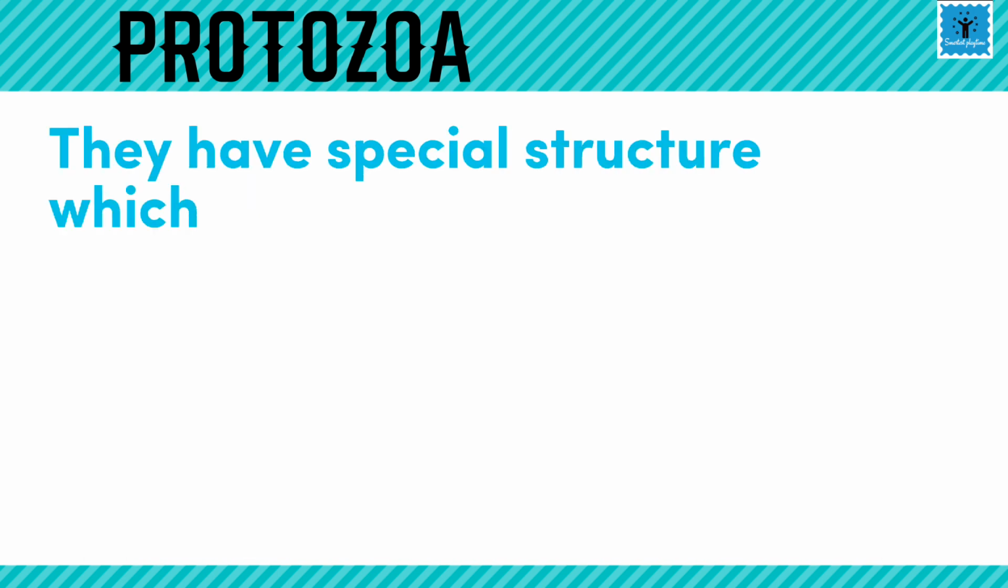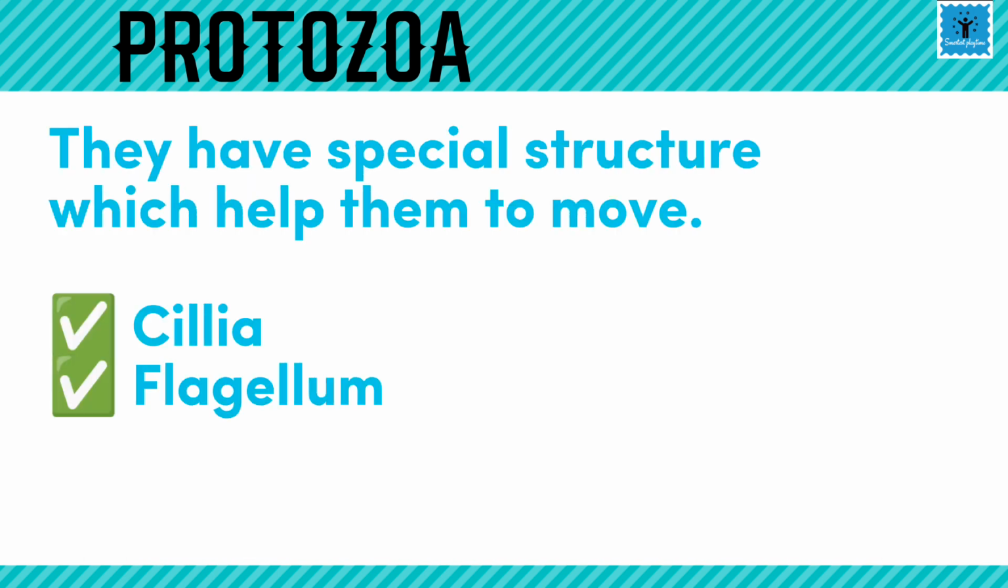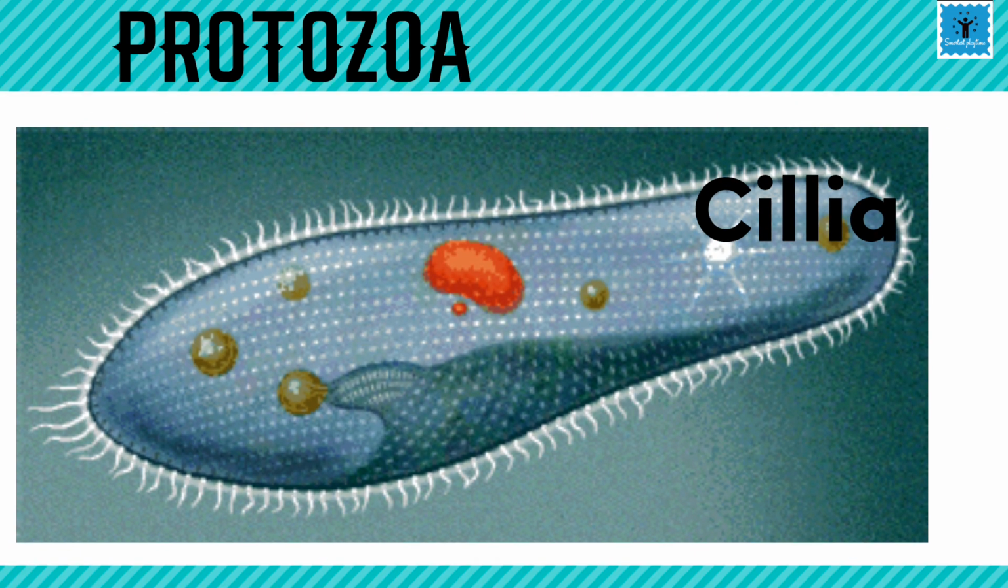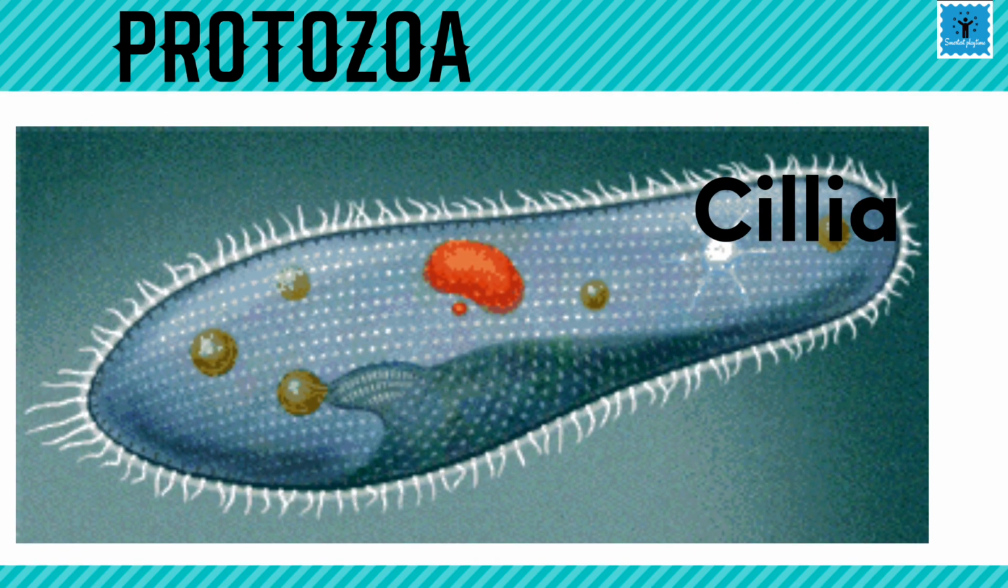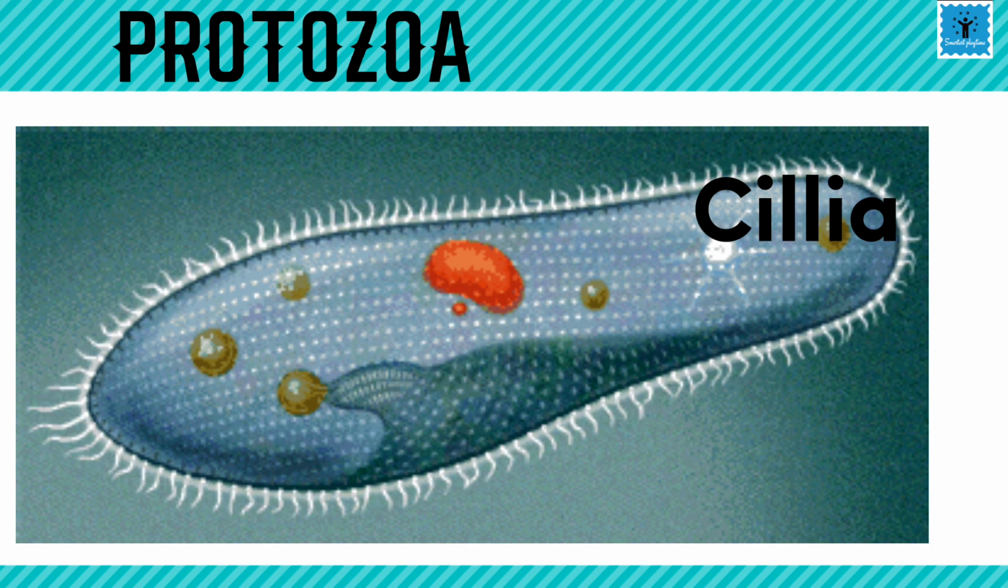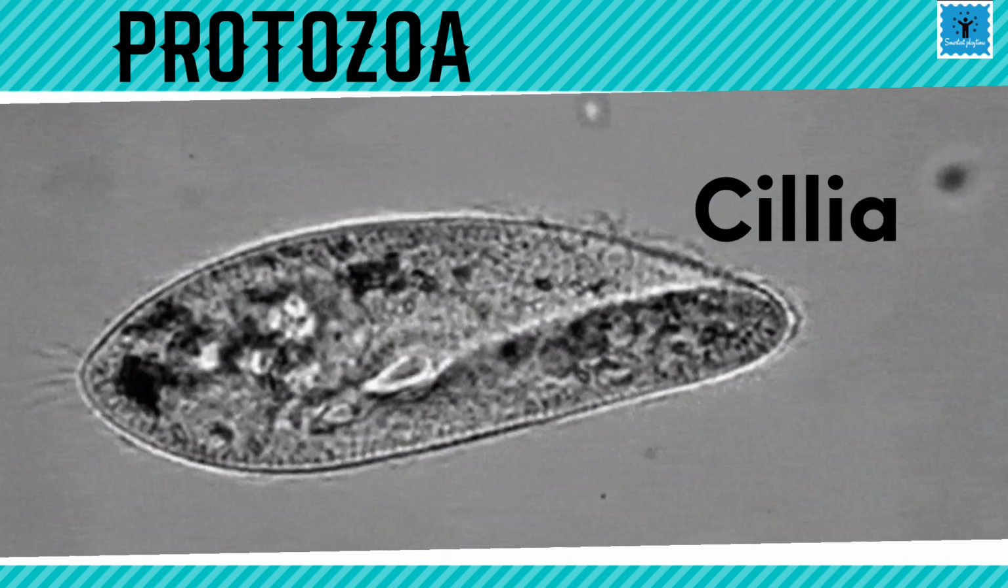They have cilia or flagella, which helps them to move. Cilia are tiny hair-like structures that cover the outside of the microbe. They beat in a regular continuous pattern, which helps them to move. For example, in case of paramecium.